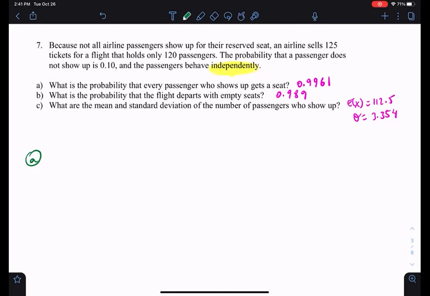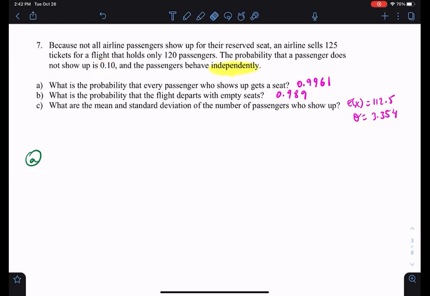But let's try to understand what's happening here. First of all, we need to identify what kind of discrete distribution we're dealing with. They mentioned that the passengers' behavior is independent, so if one passenger does not show up, that doesn't affect the probability of the next passenger showing up or not showing up. So those events are independent. The probability is fixed. You can see here that it's 0.10.